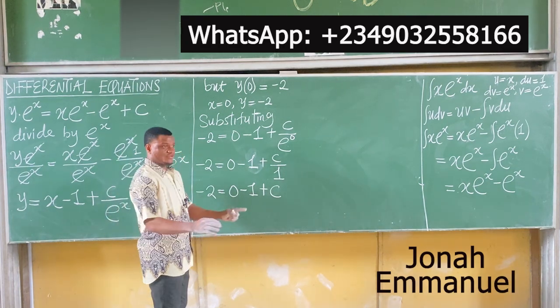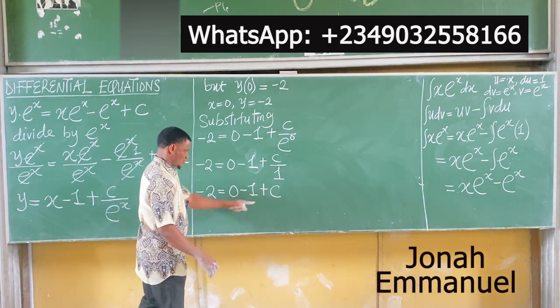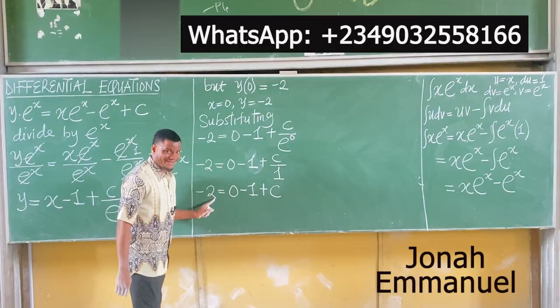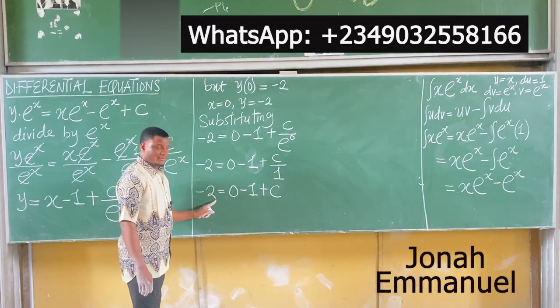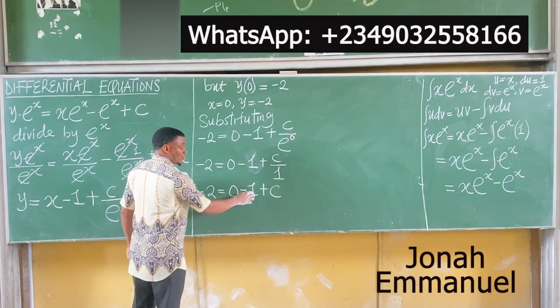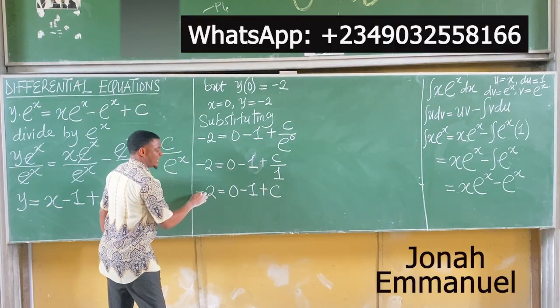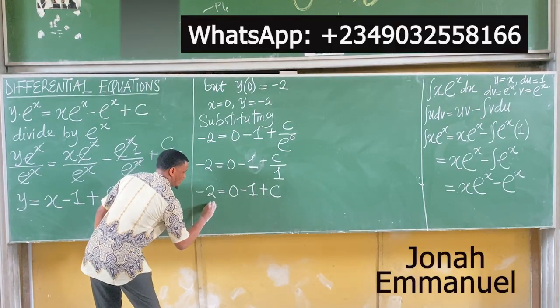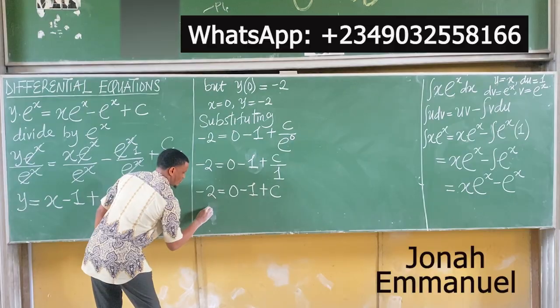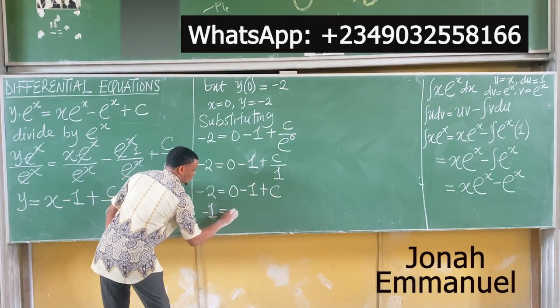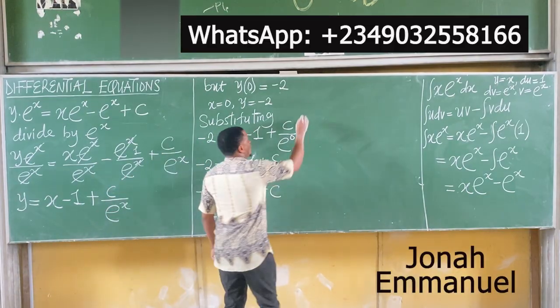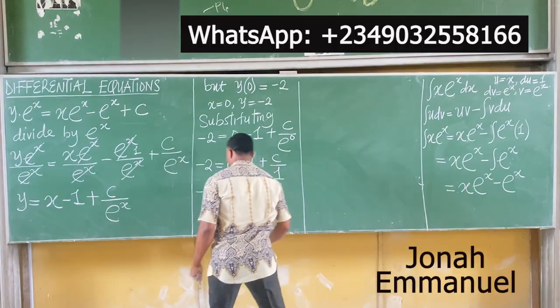Anyways, let's not stress it. This is year 2, so you should know how to do this one here. I can't be doing step by step here again. Please. 0 minus 1 is minus 1. Move minus 1 over here, it becomes plus 1. Minus 2 plus 1 gives you minus 1. So minus 1 is equal to c. At this point, we can now get our final answer.